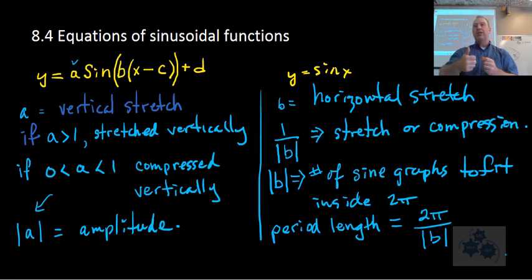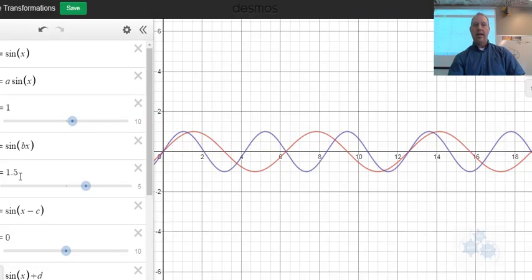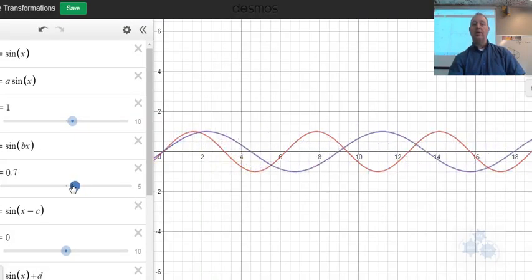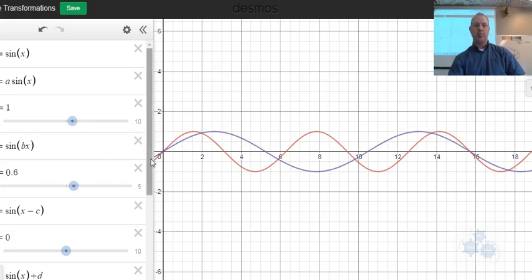B, if B is greater than 1, that means it's a squish, a compression. If B is between 0 and 1, did I show you that? Yeah, I think I did. If B is between 0 and 1, that actually means we have a horizontal stretch. So there we go. See how the blue graph or purple, whatever that color is, is now stretched out. You see? There's one period up to there. 0.6. Okay? Questions about B?